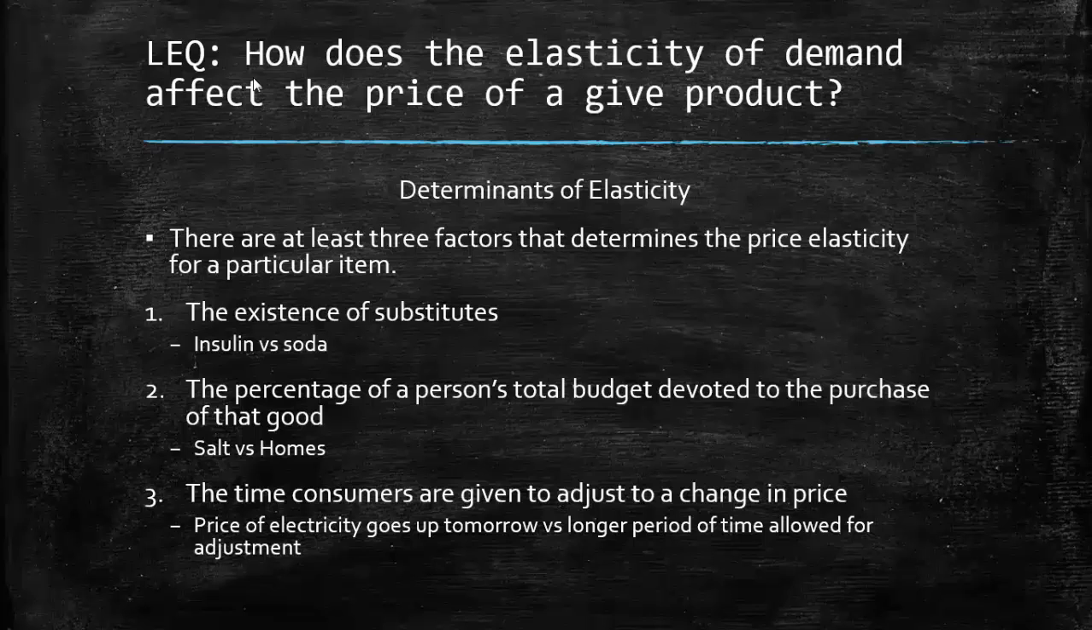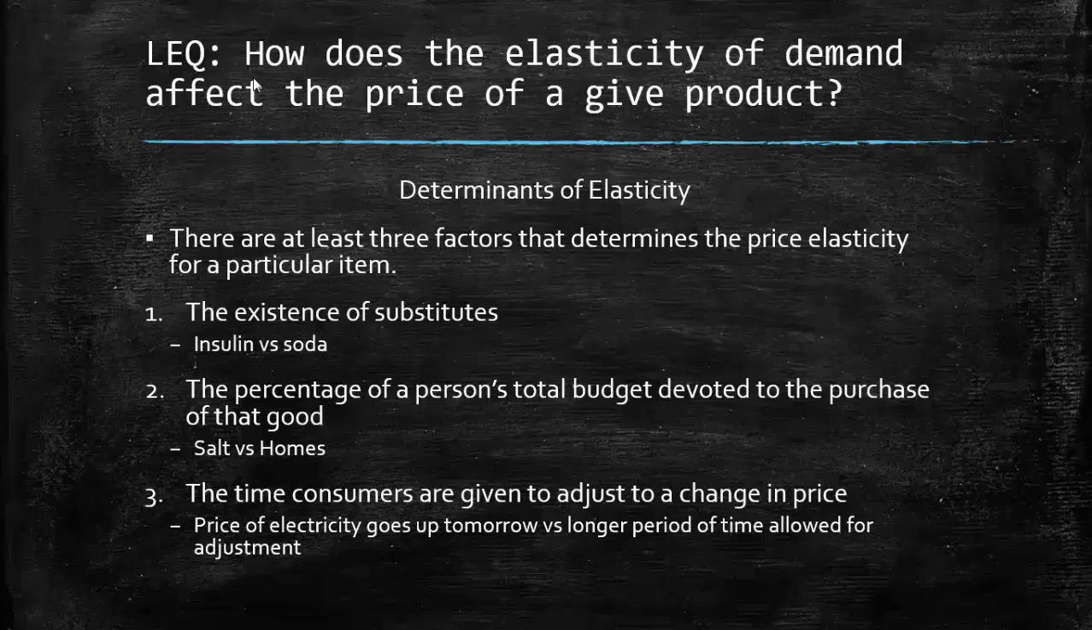Compare that to homes. Let's say we take a nice $150,000 home. Now, homes represent a much larger portion of a person's total income. So if the price of homes goes up, yeah, that's going to be a much larger percentage of that person's total income. So our demand for homes is very elastic. That is, if home A goes up to $175,000, but home B is only $125,000, if they fit our criteria, we're probably going to go with home B.